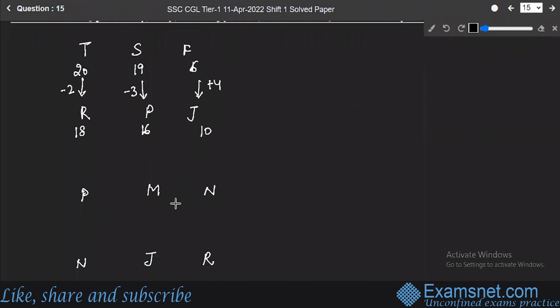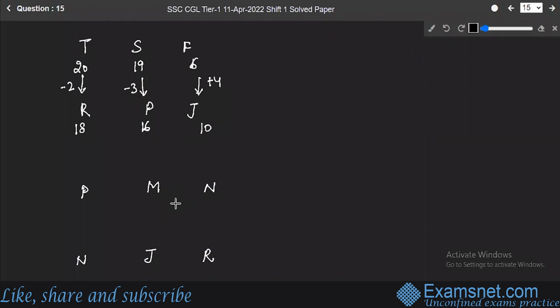Okay, and let's write down the alphabetical numbers below them. P is 16, M is 13, and N is 14. If I'm talking about N, it's 14, J is at 10, and R is at 18. Now, from 18 to 16, you have to subtract 2. Here you have to subtract 3. Here you have to add 4. See, the same pattern is being followed in both the cases.